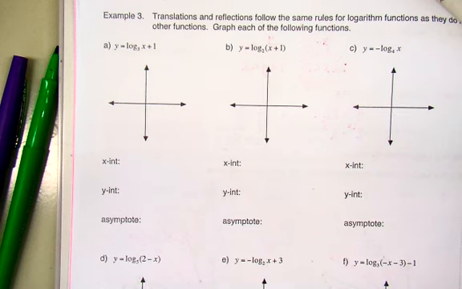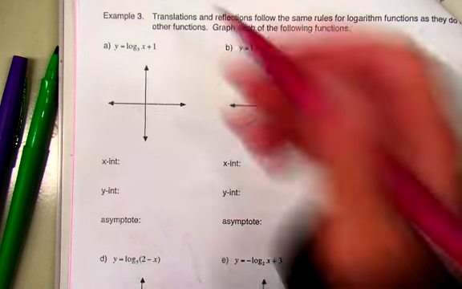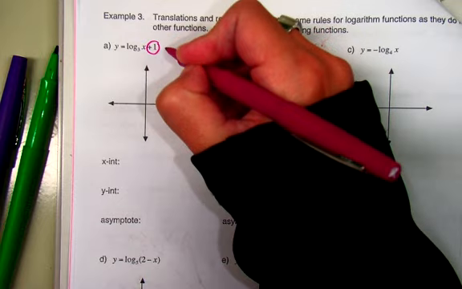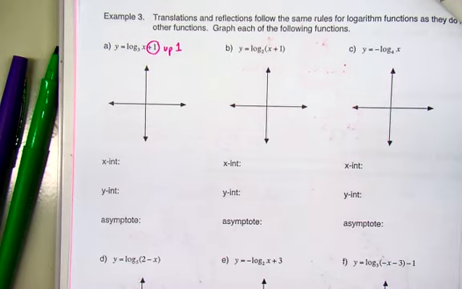Okay, so that first one, how does that get transformed? We have log base 3 of x, plus 1. All that plus 1 is going to do is go up 1, so the entire graph is going to go up 1.